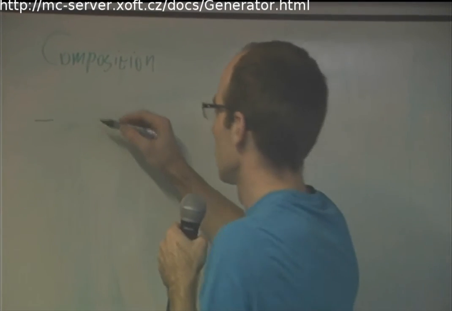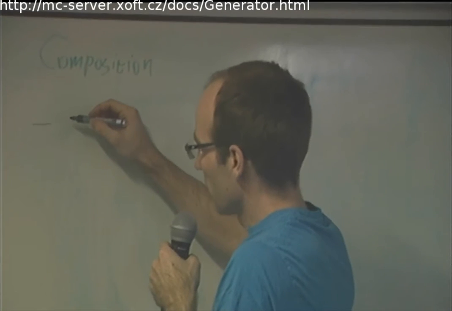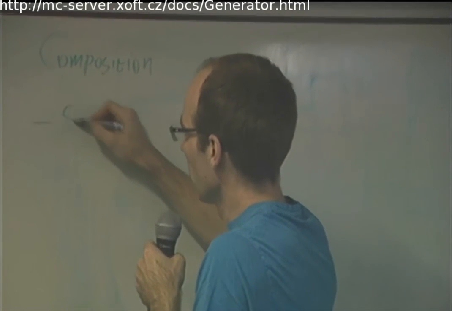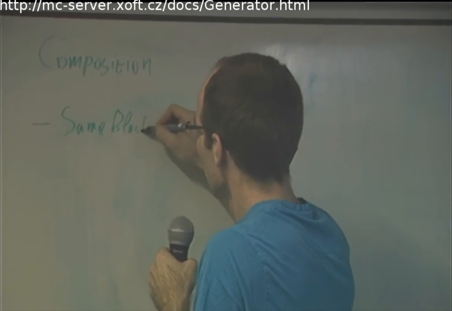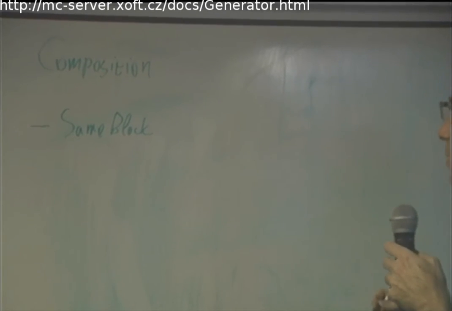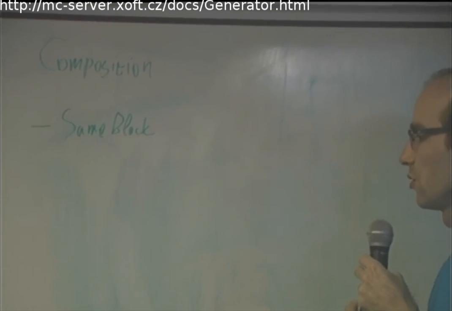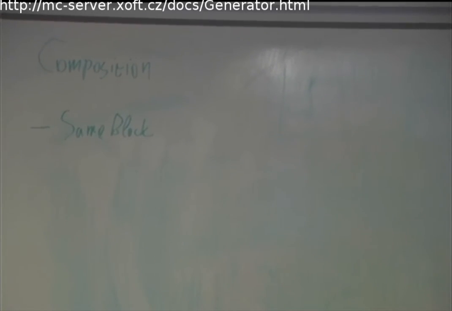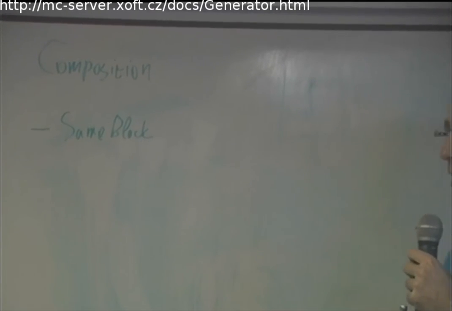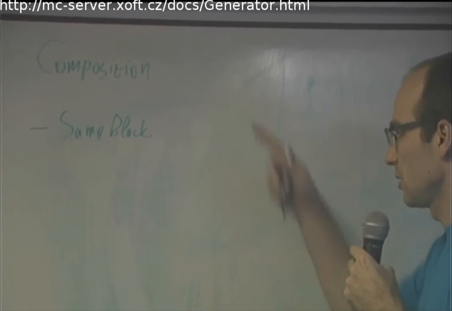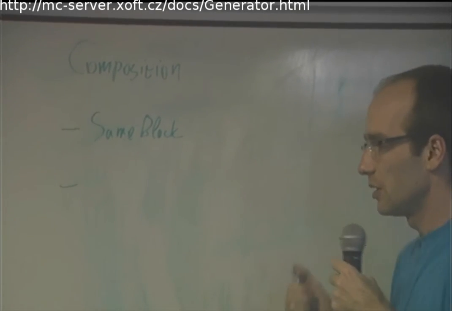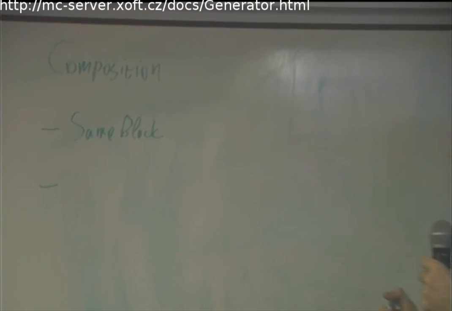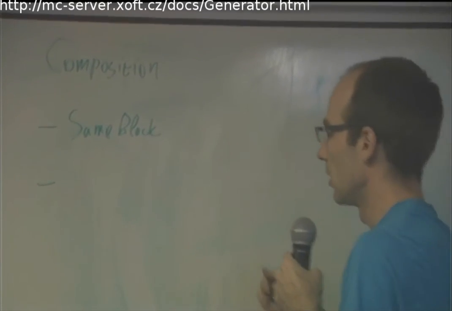So the first one is for debugging purposes, of course. It's same block, which basically means it keeps all solid blocks as stone or whatever block type you choose, and it's meant to be as fast as possible, so that when you're debugging another part of a generator, this one doesn't slow you down. Because some kind of composition needs to be present, so let's make it the easiest one possible.